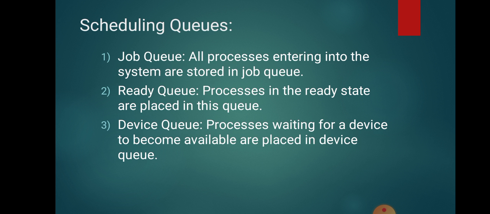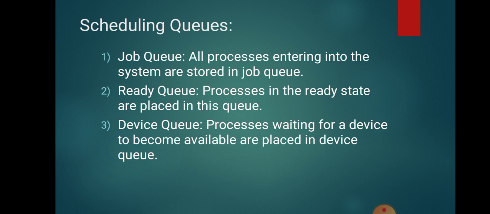Clear? Whenever processes enter the system, by default they all will be in the job queue. Similarly, the second queue is the ready queue. Processes which are in the ready state are placed in the ready queue. Similarly, the device queue: when a process is waiting for a certain input output device, such processes are placed into the device queue.